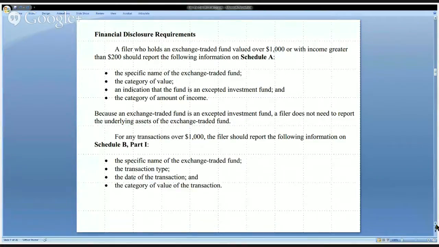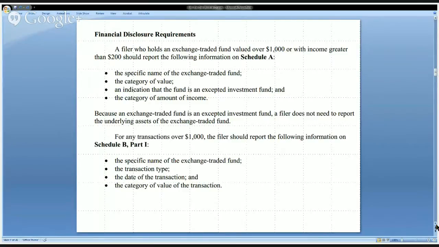We also need to indicate the category of amount of income. So in that block over on the right-hand side of the form, you'll need to indicate what, if any, income was produced by the exchange-traded fund. Because it's an EIF, or an accepted investment fund, the filer doesn't have to report the underlying assets of the exchange-traded fund. That's very good for us, because the S&P 500 exchange-traded funds could have hundreds of assets within them. Well, it could have 500 or more.